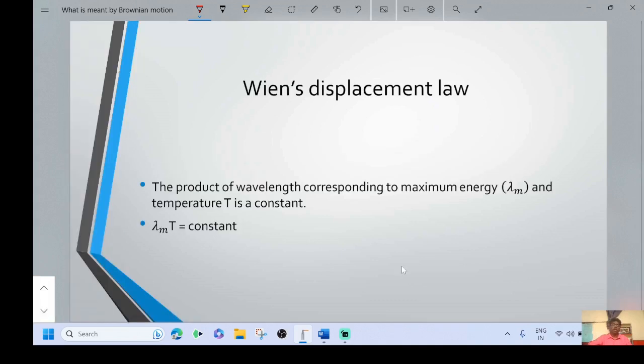Wien's displacement law. The product of the wavelength corresponding to maximum energy, that is lambda m, and temperature T is a constant. Lambda m into T equal to constant. This is called Wien's displacement law.